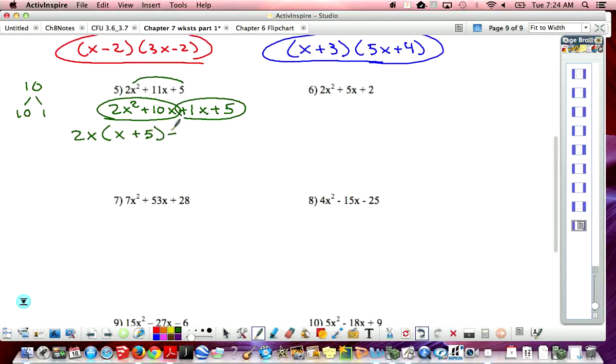1x plus 5, they just have a 1 in common. So I just have x plus 5. Now, combine like terms: 2x plus 1 sets of x plus 5's.